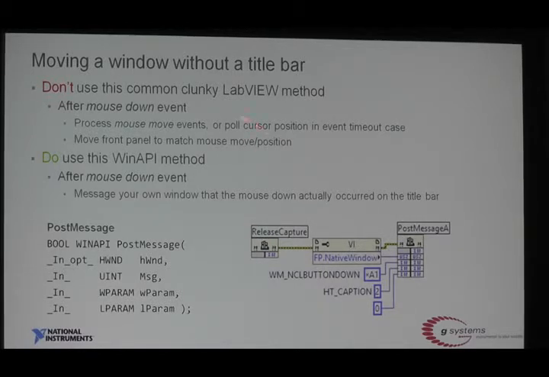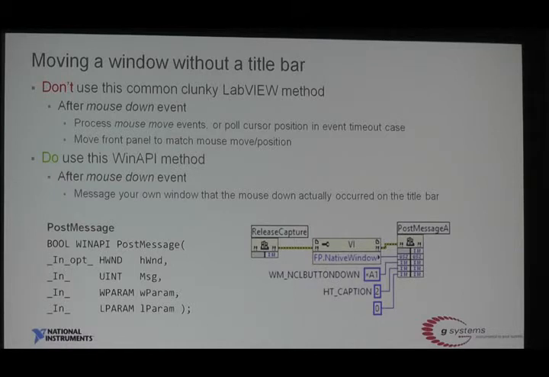The other solution that I've seen is, in the timeout case, just poll the cursor position as fast as you can, which none of us want to do, right? It's a terrible waste of resources. It ends up looking kind of sluggish. And it's not a consistent behavior from system to system. It depends on the power of the system you're deploying. In either case, they just manually move the window position to match either the mouse move or the cursor position.